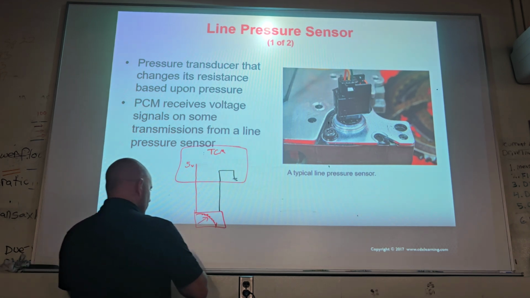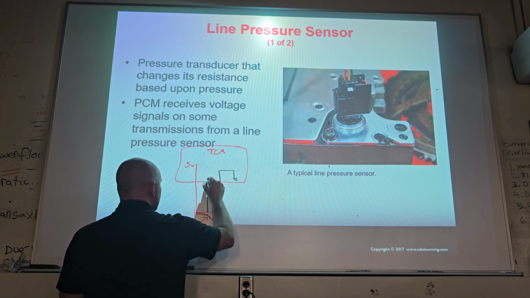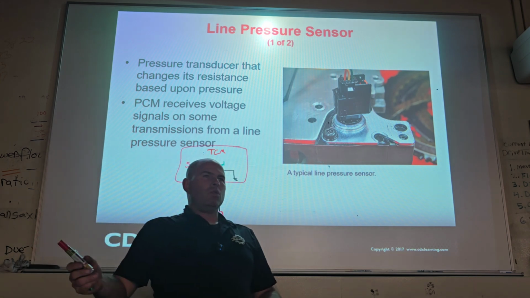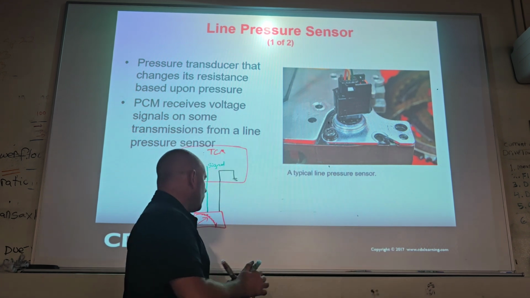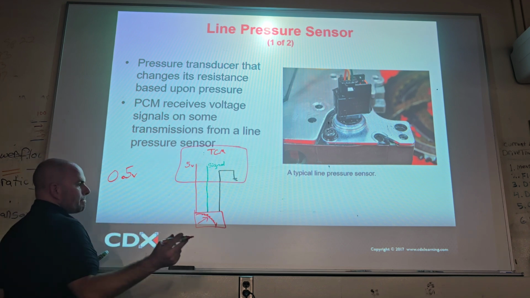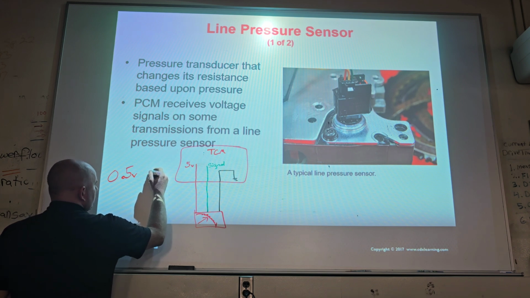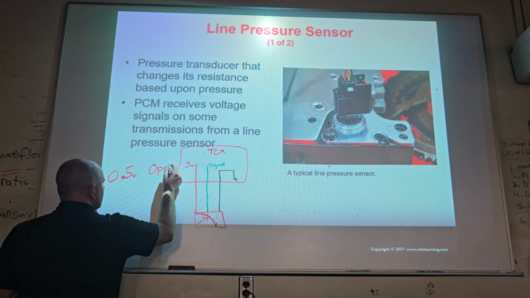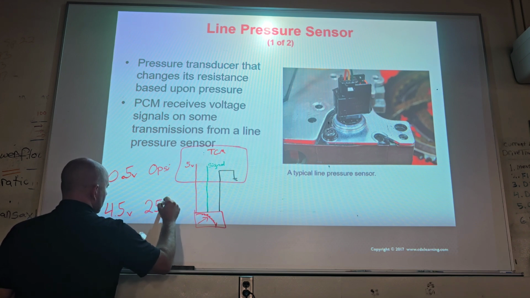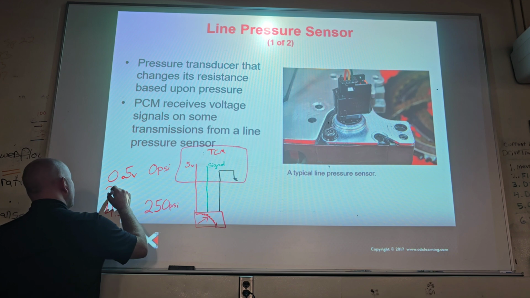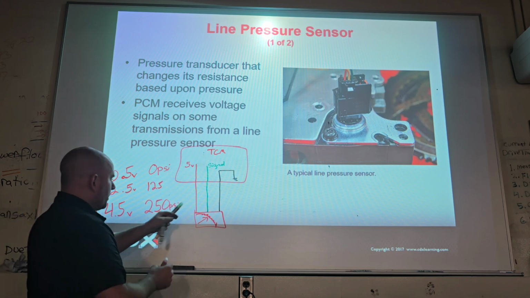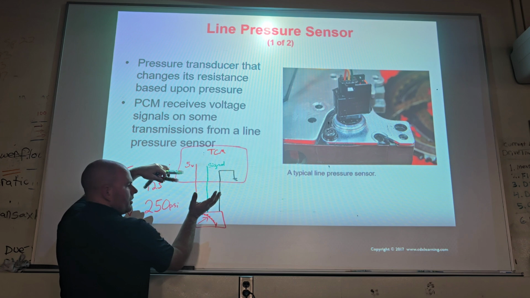There's a third wire. That third wire, we're going to make green. We're going to make that the sense wire, or like the signal. We'll call it signal, okay? It could go either way, but let's just say if you have 0.5 volts, that's going to be 0 psi. If you have 4.5 volts, that's going to be, let's say, like 250 psi. If you have 2.5 volts, what do you think that's going to be? Exactly, 125.